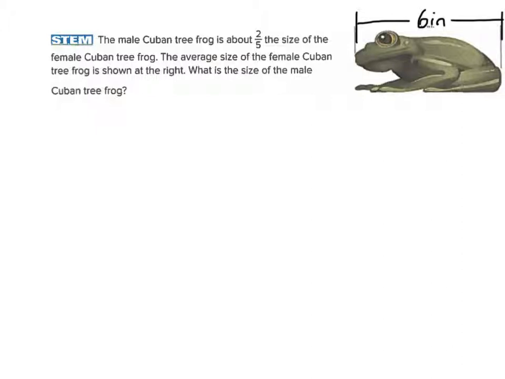This one says the male Cuban tree frog is about 2/5 the size of the female Cuban tree frog. The average size of the female Cuban tree frog is shown at the right. What is the size of the male Cuban tree frog? To the right we see that the female is approximately 6 inches as the average size. It says the male is 2/5 the size of the female. That word "of" is our signal. It's basically saying that we want 2/5 of the female. Well, the female in this case is 6 inches long.